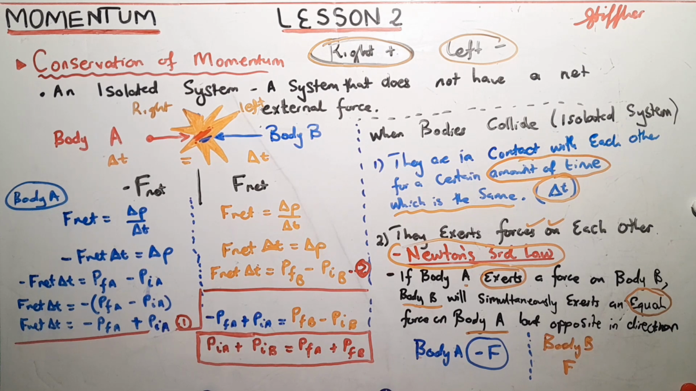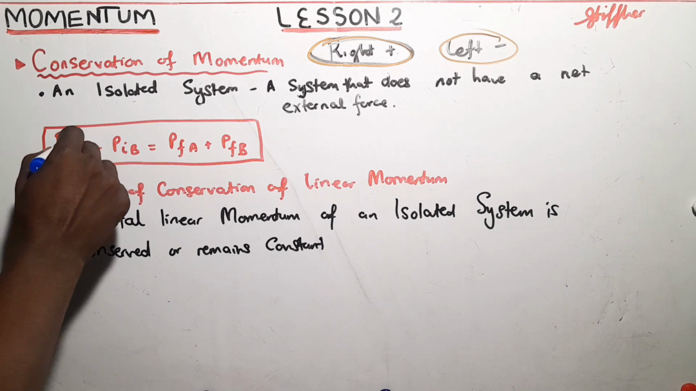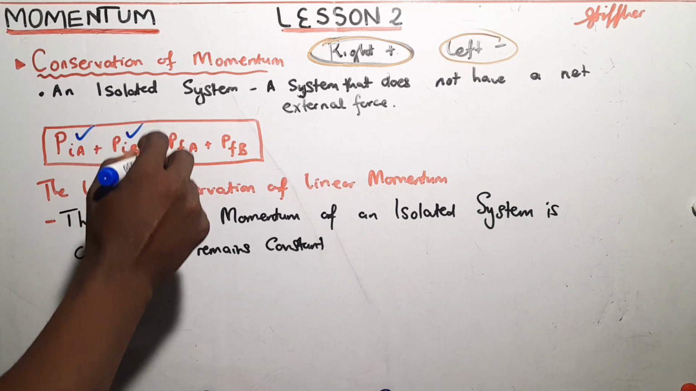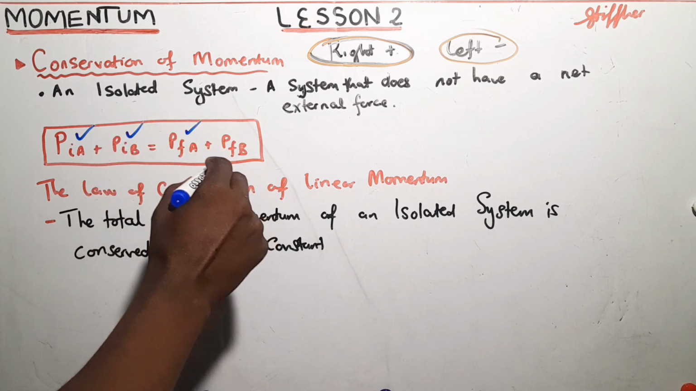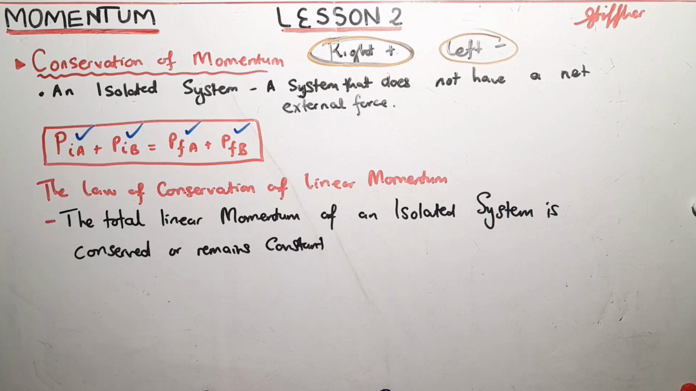So it is the one that we are going to be talking about. We can see that momentum initial of body A plus momentum initial of body B is equal to momentum final of body A plus momentum final of body B. So let's talk more about that. From the previous page, we saw that momentum initial of body A plus momentum initial of body B equals momentum final of body A plus momentum final of body B.